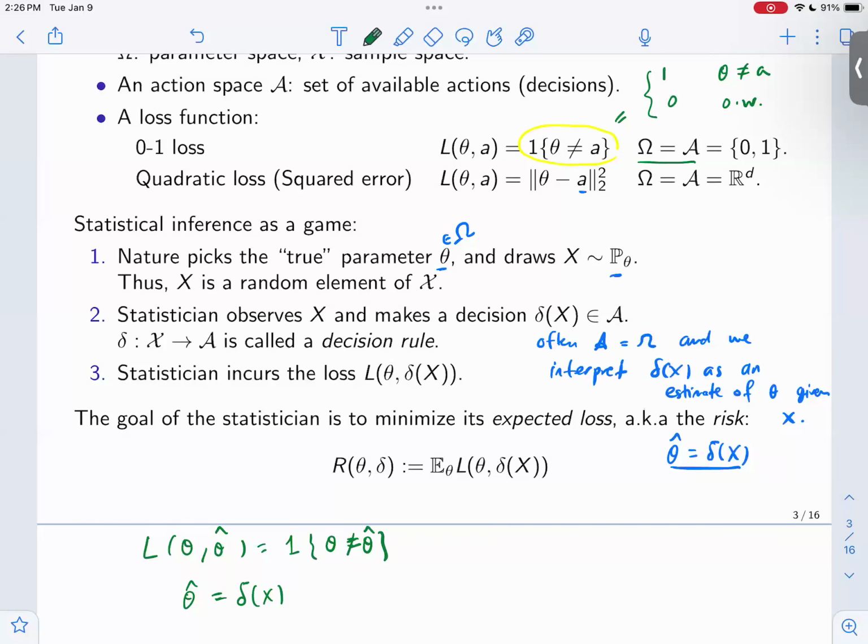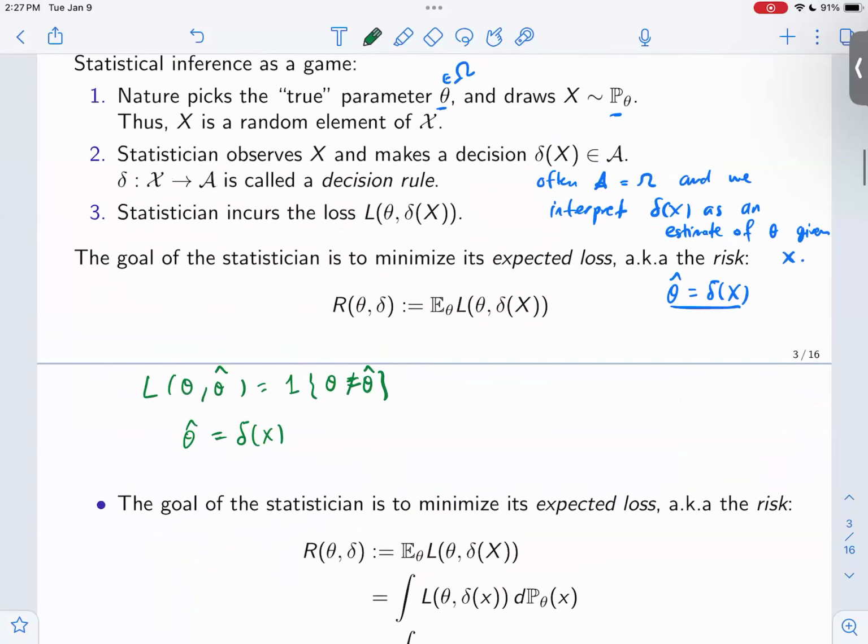So if player one picks theta and player two picks delta of X, this is how much they lose. If they happen to match, let's say this X is very informative about the underlying theta, then delta of X might be very close to theta, so you pay a very small price. If X is very uninformative, let's say nature picks theta and then X is taken randomly, with no dependence on theta, then you're going to pay a good price because there's no way for you to figure out what theta is from it. Right, the simple case, okay, so maybe I'll give you an example.